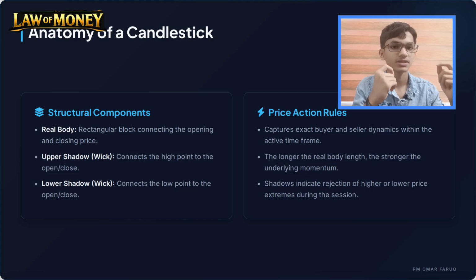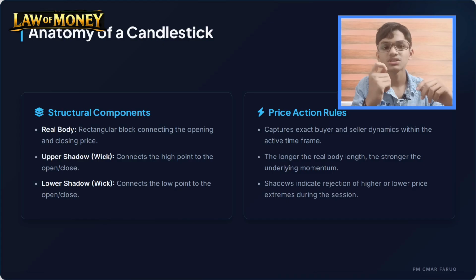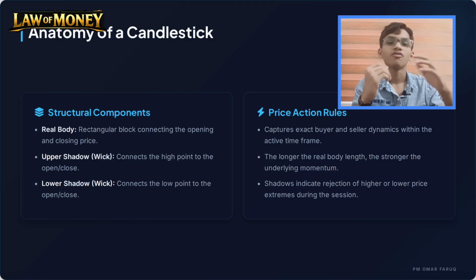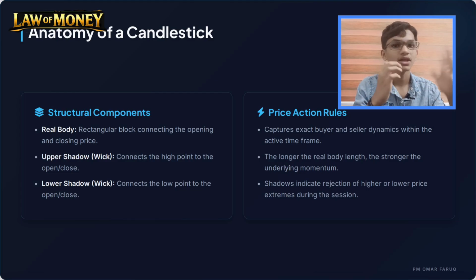The thin lines extending above and below the body are called the shadows or wicks. The upper wick shows the highest price reached during the period, while the lower wick shows the lowest price reached. Think of the candle as a tiny movie compressed into a picture. Price may have started at one level, moved aggressively upward, fallen sharply, recovered again, and finally closed somewhere completely different. The candle captures that entire battle.